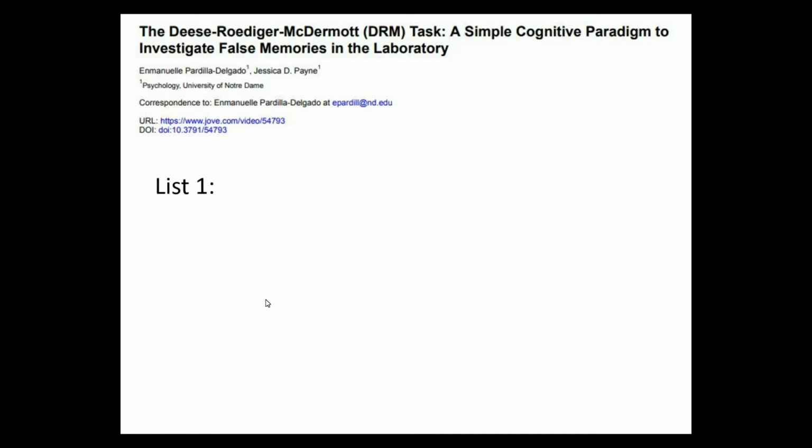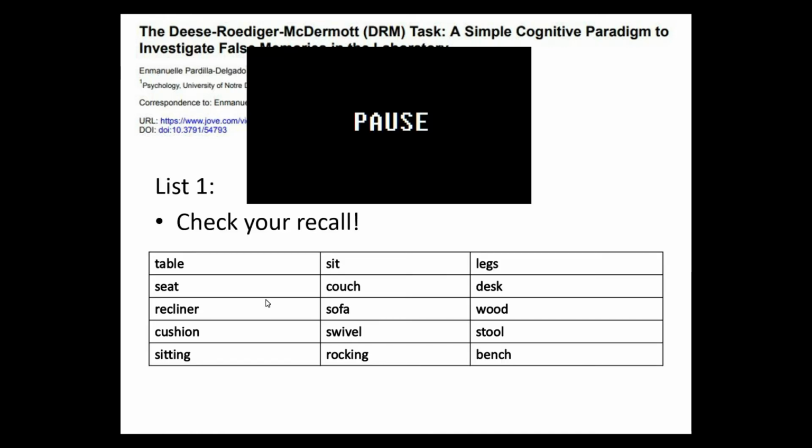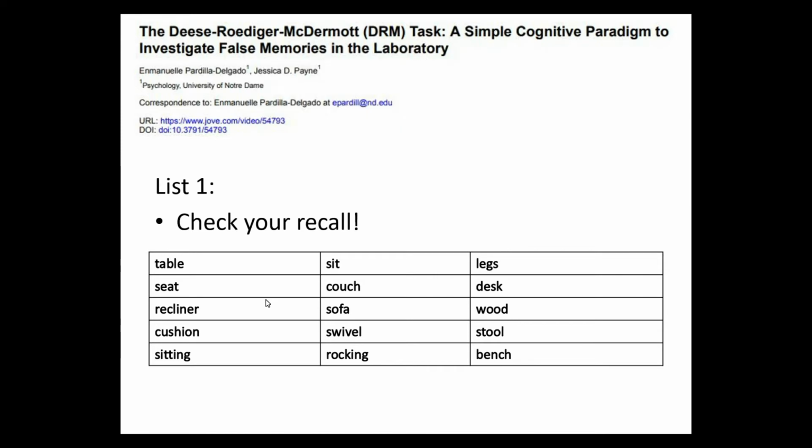List 1. Check your recall. Here's the list of words. How many did you nail? How many did you miss? And did you write chair? 54% of participants erroneously write chair, and in my experience, they're quite convinced that they heard chair.